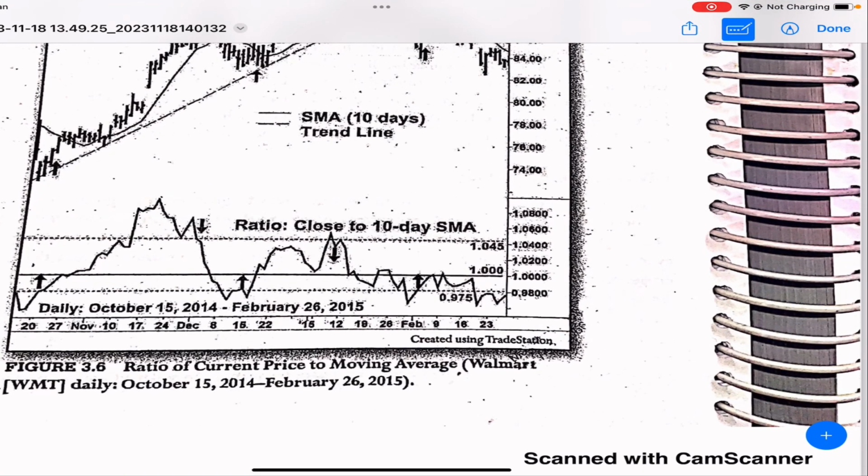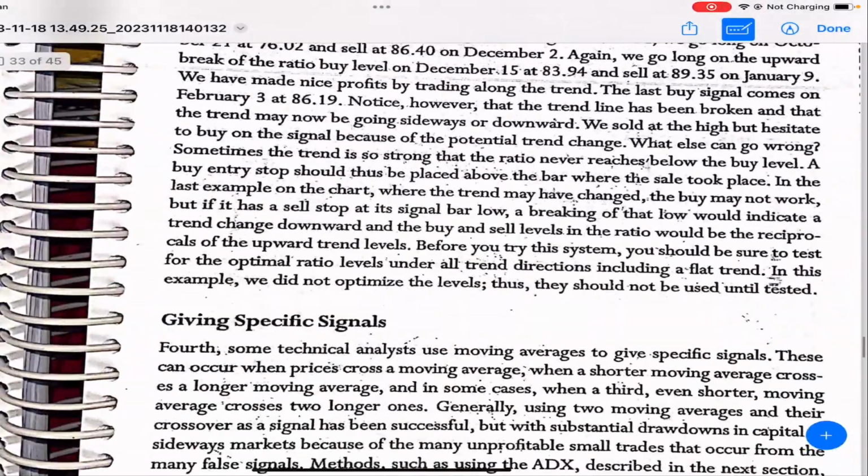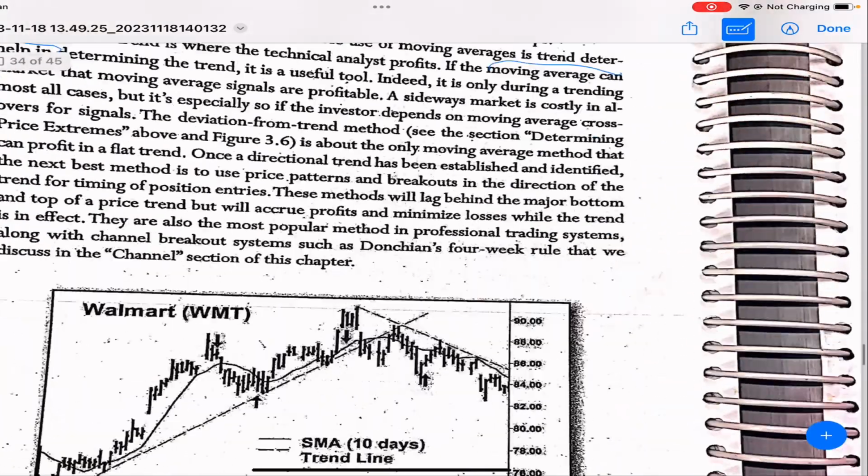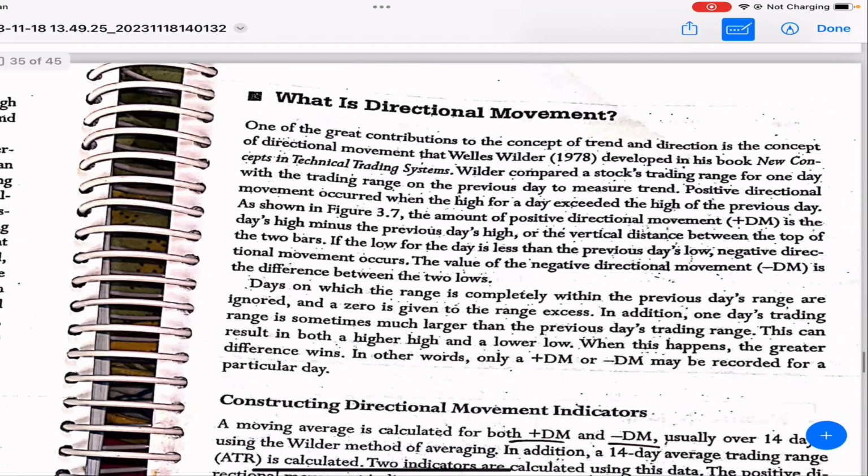Hello everyone, this is part 2 of the moving average chapter. So we had done the chapter till here, moving on. Now we come to a very interesting concept, which is the directional movement.